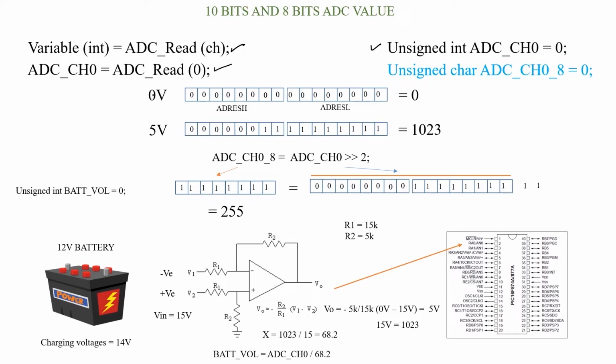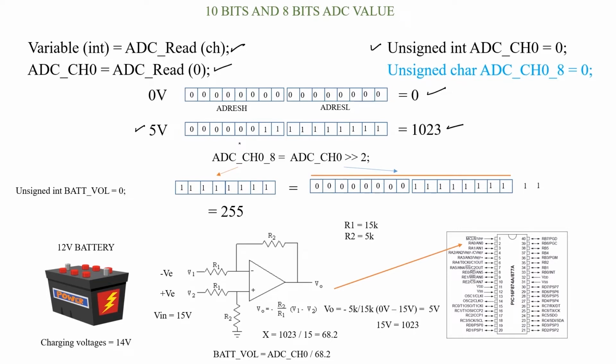In this case, if the voltage on analog channel 0 is 0, then the value of ADC channel 0 will be 0, and the ADC register low and ADC register high will be 0, so we'll have the number 0. And if the voltage at analog input 0 is 5 volt, then the number in ADC channel 0 integer will be equal to 1023. Here we can find a 10-bit number which is equal to 1023.